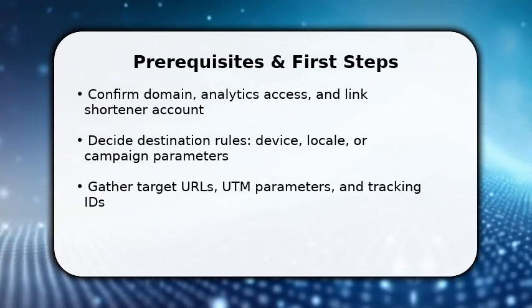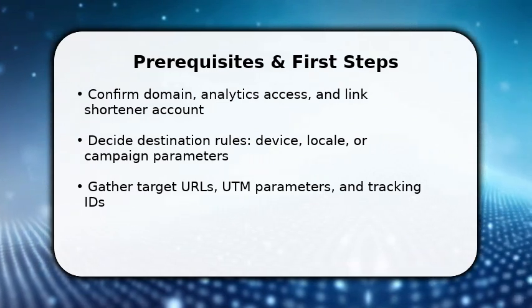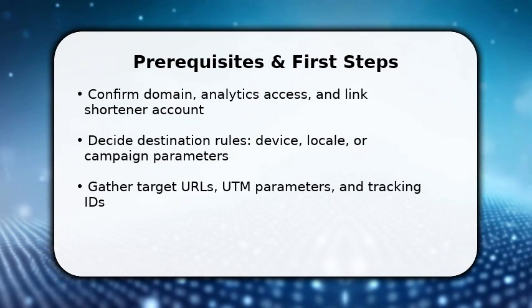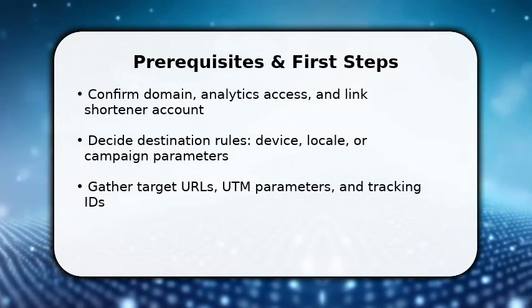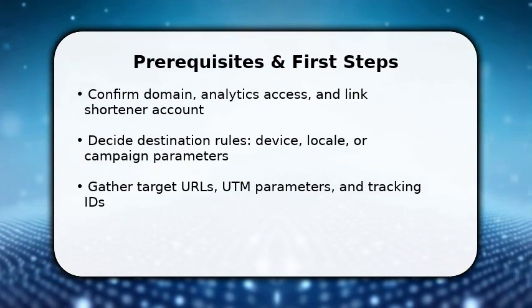Now create a new smart link and paste your primary URL, then attach UTM parameters for source attribution. Make sure to save the draft. This initial setup prevents broken redirects and ensures metrics are captured from the first click.